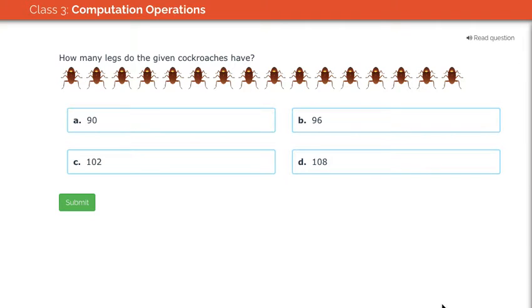Everyone, today we are practicing for class 3 computations operations. Let's start. How many legs do the given cockroaches have?